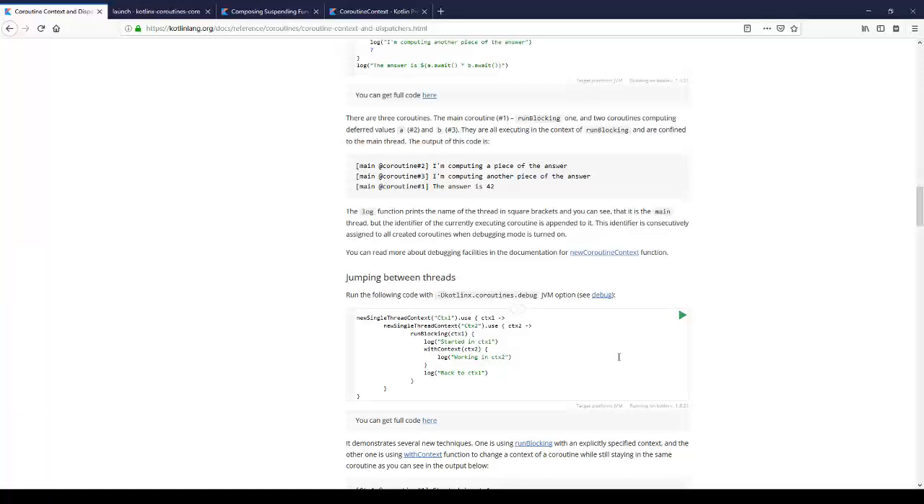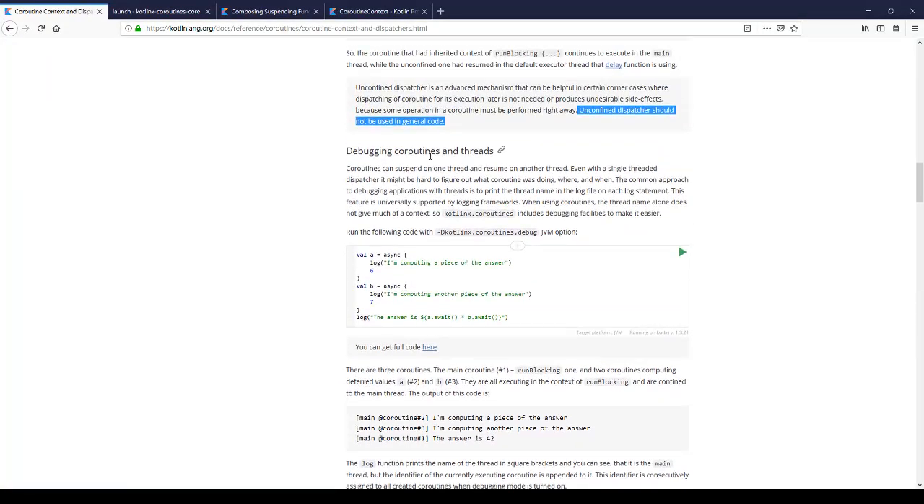Okay, I think debugging would be the last topic we can cover today. Debugging coroutines and threads. Coroutines can suspend on one thread and resume on another thread. Even with a single threaded dispatcher, it might be hard to figure out what coroutine was doing. Yes, exactly. I totally had no idea how a coroutine is running until today. I was wondering where and when. The common approach to debugging applications with threads is to print the thread name in the log file on each log statement.